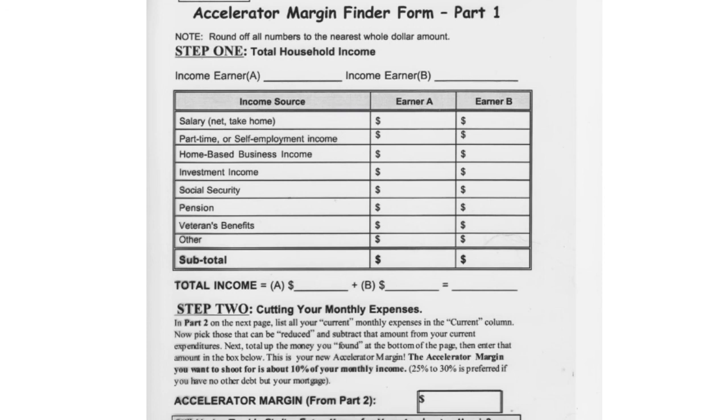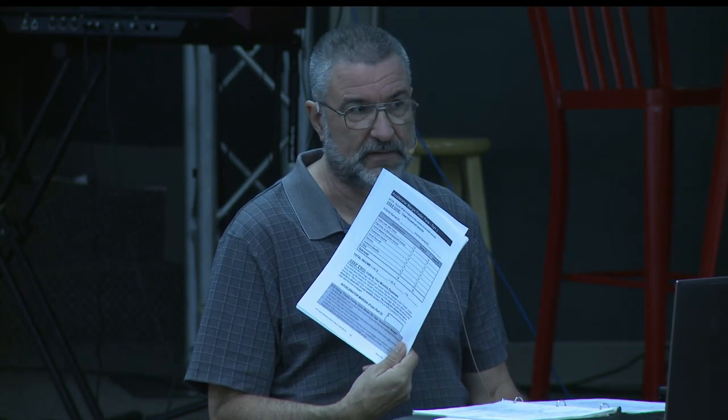The accelerator margin finder form, which you have here. Now, these next two forms you're going to do at home. Okay, we're not going to take the time to do that here. But I did give you the forms, and what you're going to do on part 1, which is what you're looking at here, is write down all of your income sources from both partners, and this just gives you kind of an idea to help you find all of it.